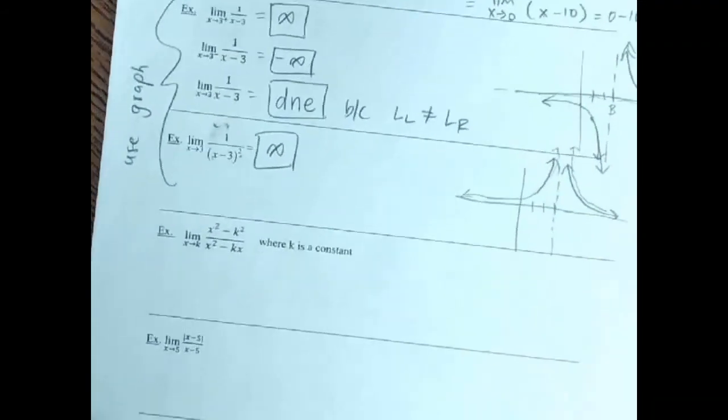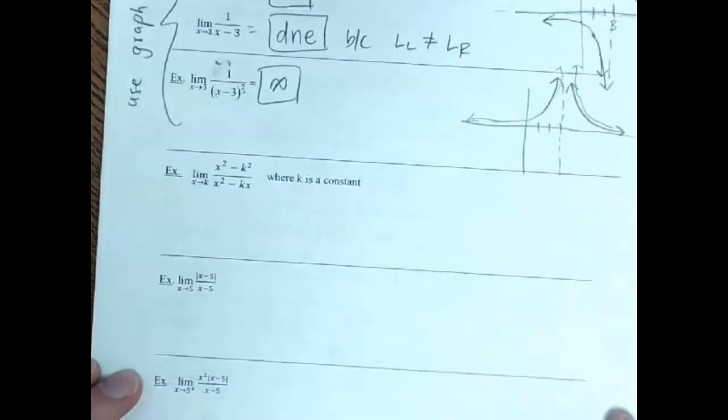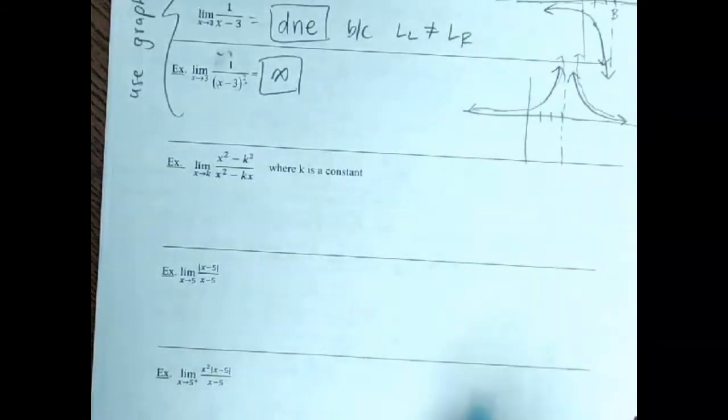Okay, last three. Here we have k as a constant. Seems a little bit weird. If you think it's hard to work with k's, just change the k's to 4, or change the k's to 3, or just change it. Plug in some number, and then work with the numbers, then try to come back to k's at the end.